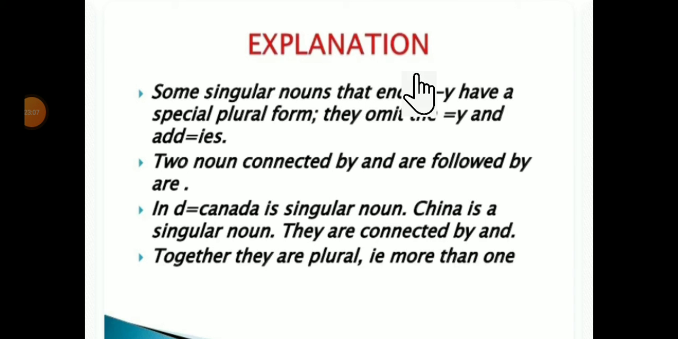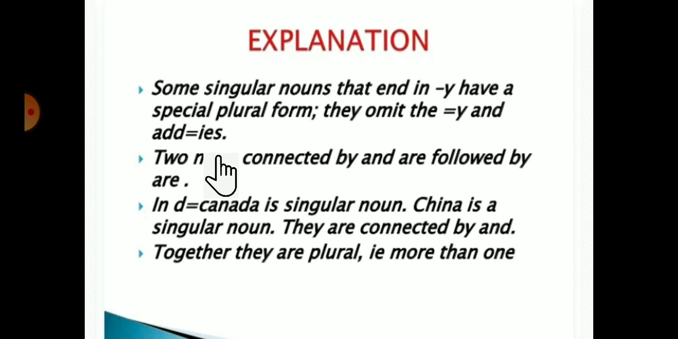So the explanation regarding some singular nouns that end in y. Some of the singular nouns ending with y have a special plural form. They omit the y and add ies. If the noun has a last letter y, it will be removed and ies added in the form of a suffix. Suffix means which is added behind the word. Ies is added to the word.